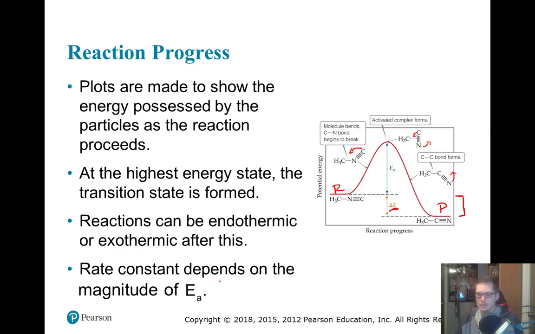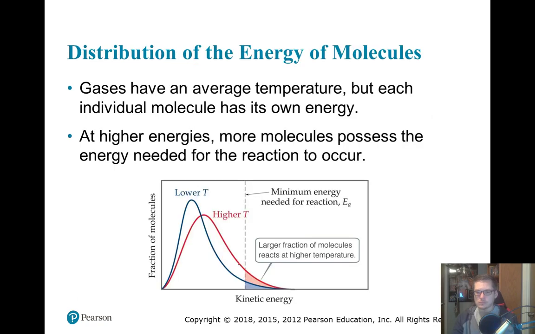Your rate constant k depends on the magnitude of the activation energy Ea. The bigger your activation energy, the smaller your k value is going to be. This happens because of this idea down here, in graphs like we've looked at before: the fraction of molecules that have a given kinetic energy. This dashed line is the minimum energy needed for the reaction, the activation energy. Anything past this line has enough energy to break the old bonds in order to form the new bonds.